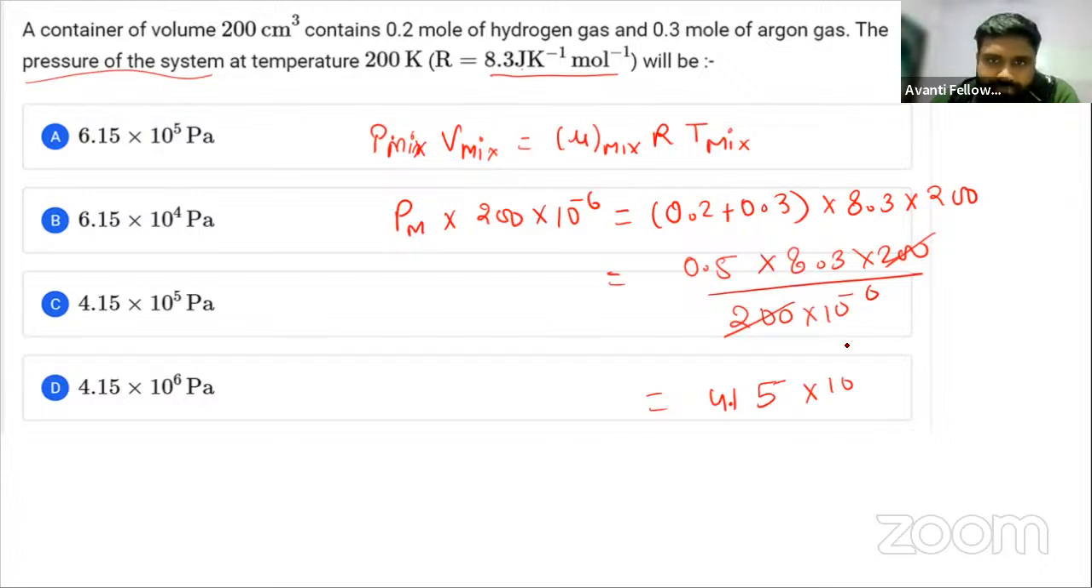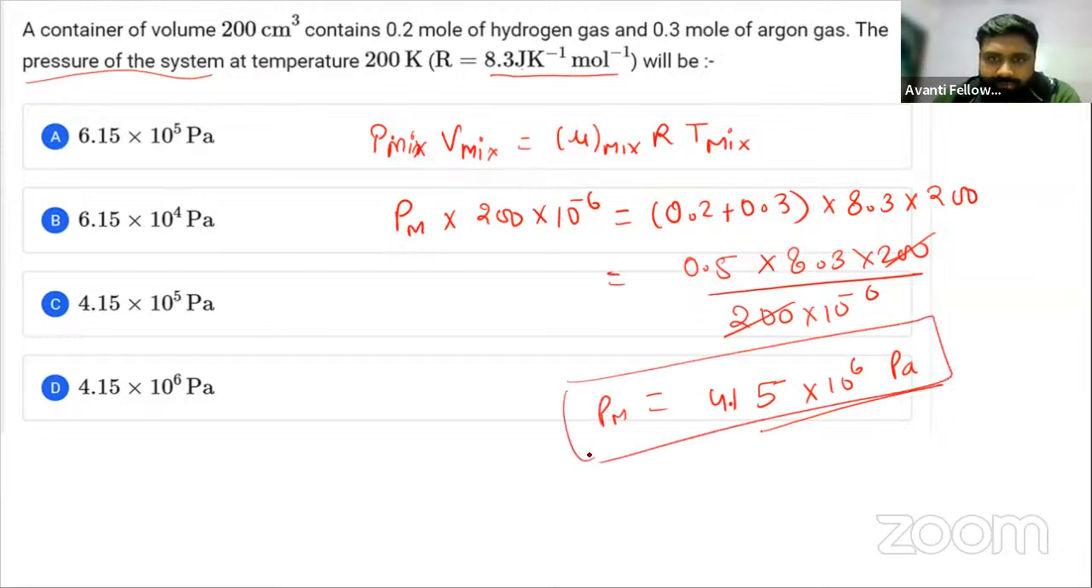So it will become 10 raised to the power 6. So it is 4.15 times 10 raised to the power 6 Pascal. That is the correct option. Option D is correct. Although your value was correct, you made a mistake in the power. Here it is 4.15 times 10 raised to the power 6. I hope it is clear to you. Okay, so let's move on to the next question.